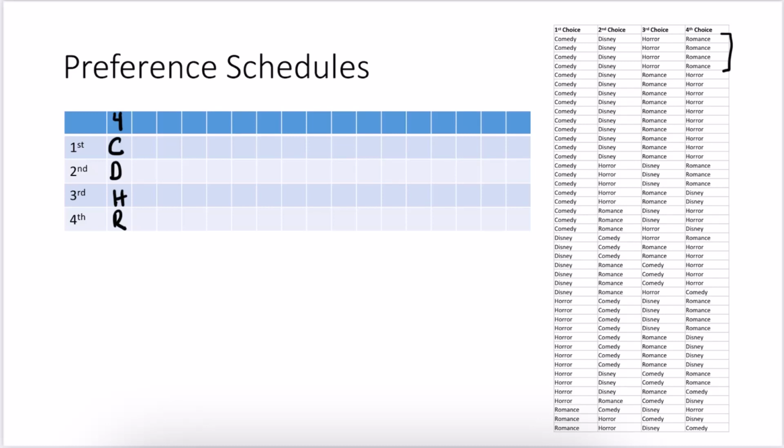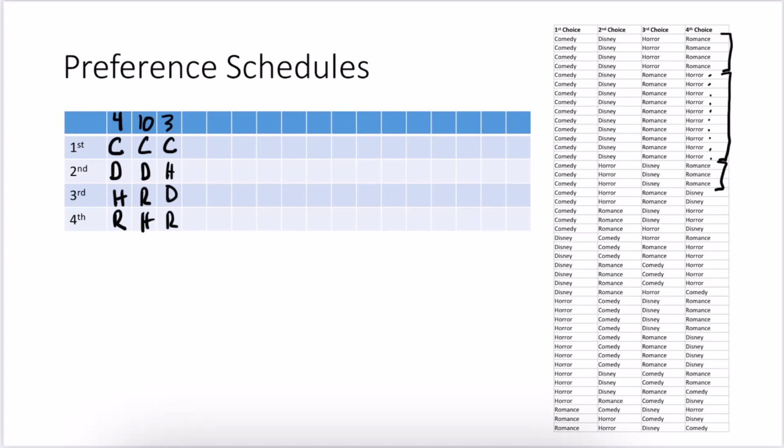Then we would say, okay, the next group of people voted for comedy, Disney, romance, and horror. And there's 1, 2, 3, 4, 5, 6, 7, 8, 9, 10 of those people who voted in that way, so we would write a 10 in that box. For the next one, there's 3 people who voted for comedy, horror, Disney, and then romance. Basically you would just continue on down until you've recorded all of the possible votes that everyone made in the preference vote. So that's how you make a preference schedule.